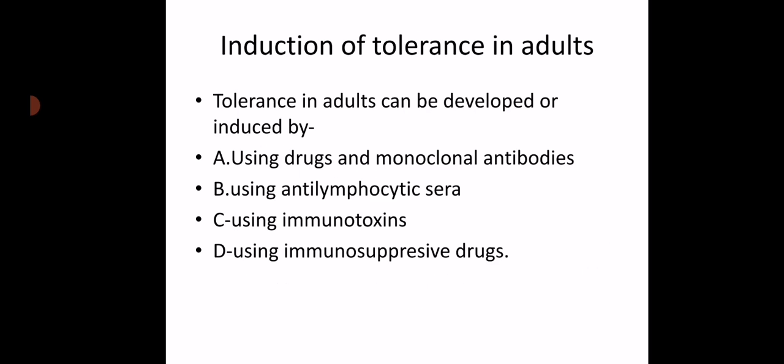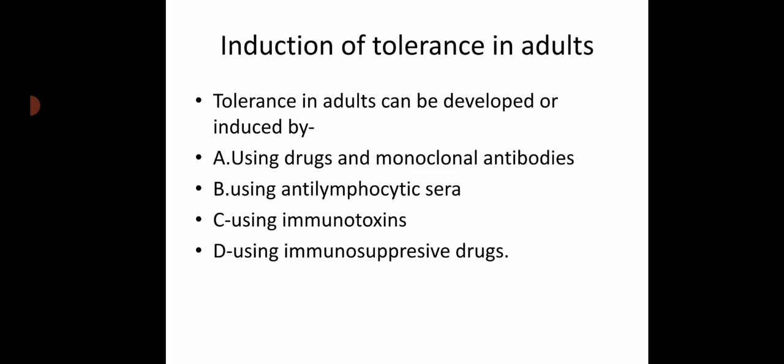Because we know that all the systems are matured and well developed. They are functioning very well in the body. So they are doing their work. The immunological system doing its work means developing an antibody response against the foreign antigen. Only this thing is known. So how to develop tolerance in the case of an adult?